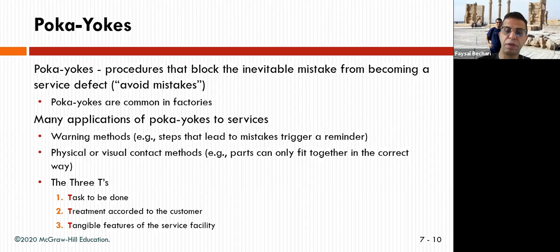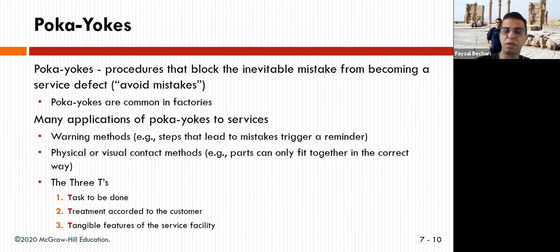There are many applications of Poka-yoke to services: warning methods, steps that lead to a mistake trigger. There is something saying if things are happening up to this level, some mistake is going to happen. It's like benchmarking. It could be a physical or visual contact method.